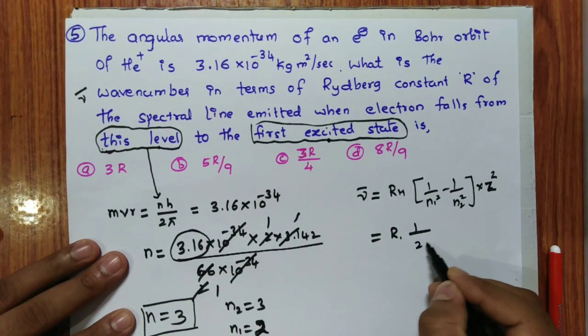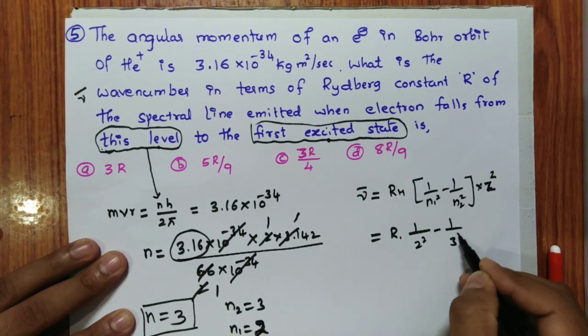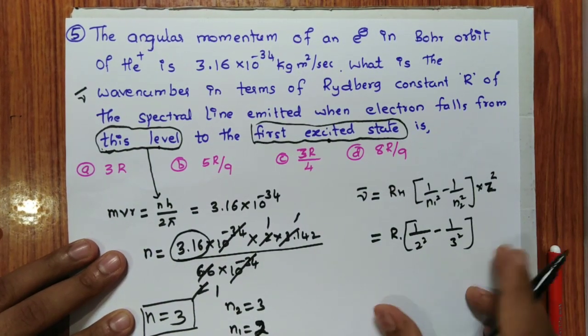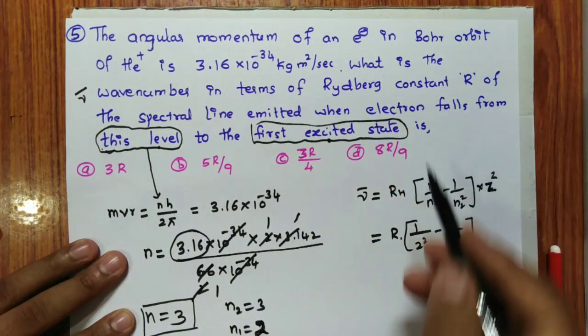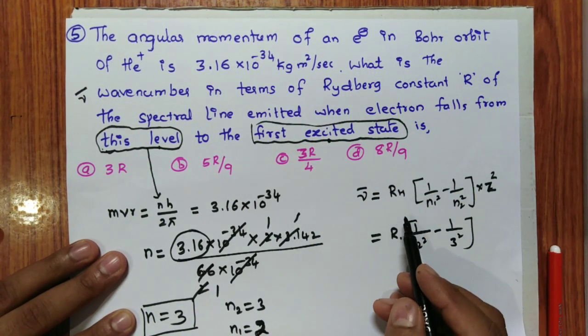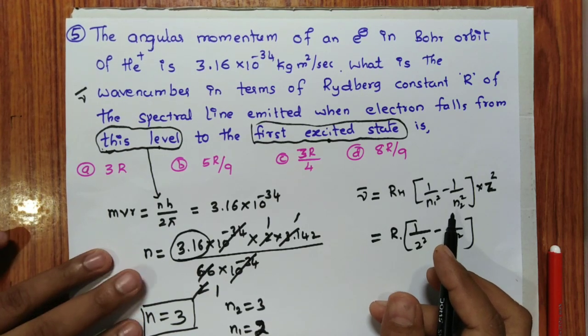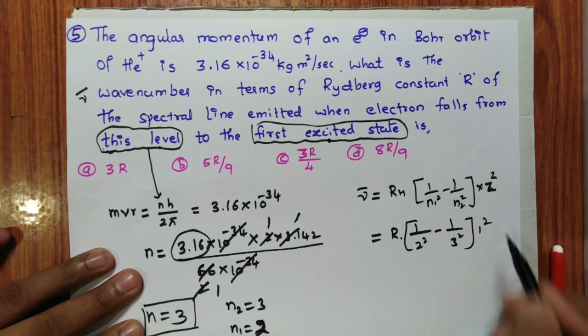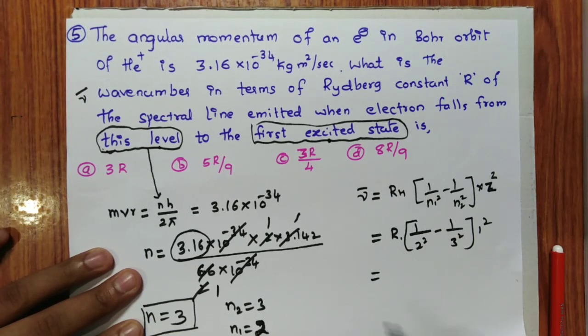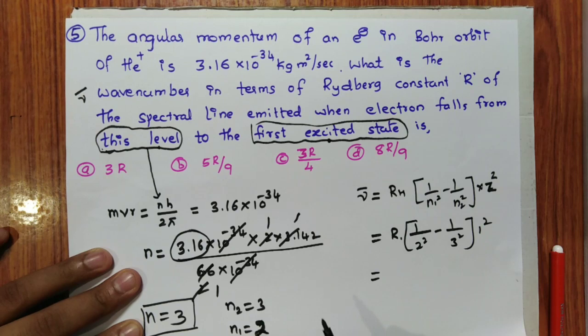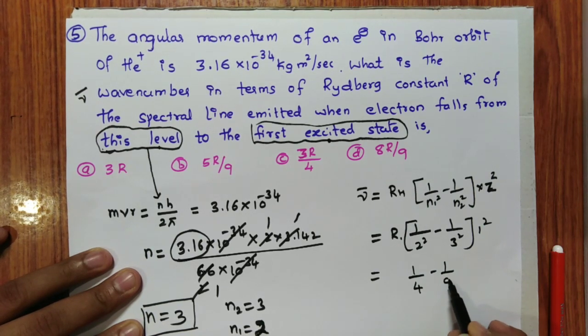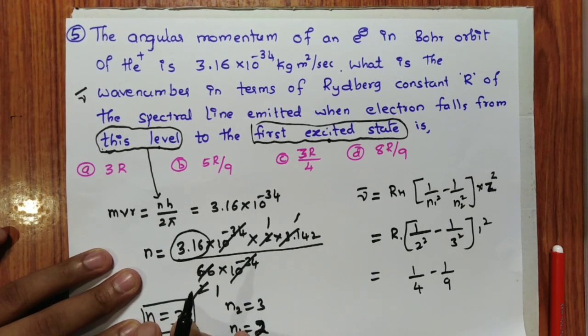So 1 by 2 square minus 1 by 3 square into Z square. This is a hydrogen atom, right? Emitted falls from this to the first excited state. So it is a hydrogen atom, so we will consider Z is equal to 1 only. Then here 1 by 2 square minus 1 by 3 square. So you can calculate, 1 by 4 minus 1 by 9, right? So 2 square minus 3 square you got.